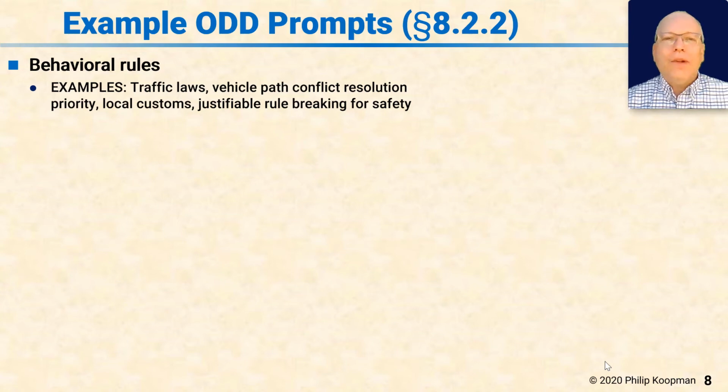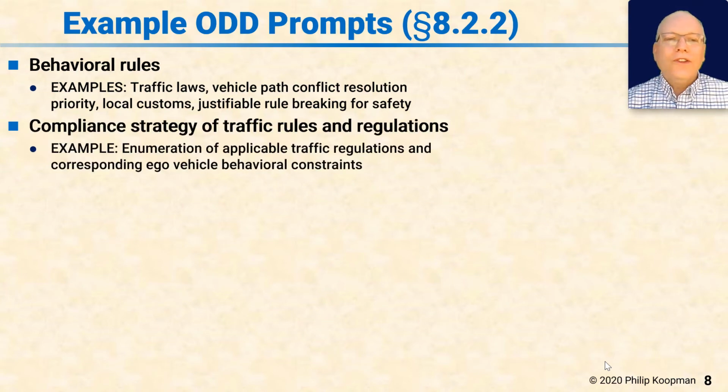As a further example, here's some operational design domain prompts. This is a small subset of the types of things that are said to be important and that have to be included in a safety case for operational design domain. One is behavior rules, and it gives as examples traffic laws, vehicle path conflict resolution, local customs, justifiable rule breaking. There's also a compliance strategy of traffic rules and regulations.